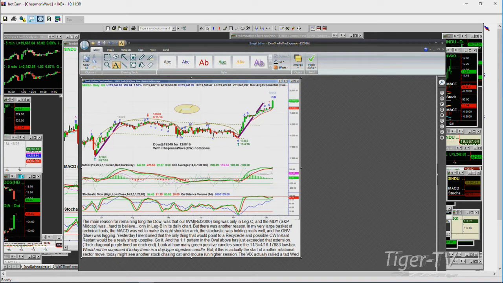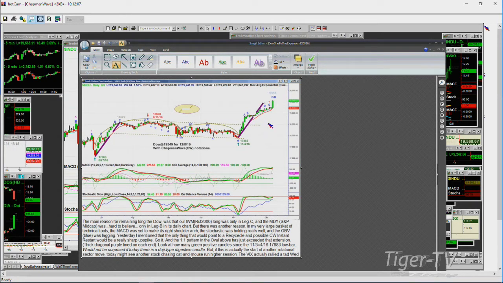Because I wanted to explain that the mid-caps were still in leg B, the MDY, that the IWM was still in leg C to the upside in the Chapman wave, and that there's a chance that we might... I didn't even put it in because I just wanted to see what today played out like. And what I had said here was we've got a 1-to-1 pattern. You see that purple line? You see the rectangle? You see the purple line? I drew this in a long time ago, and then we broke out. It was quicker than I anticipated.